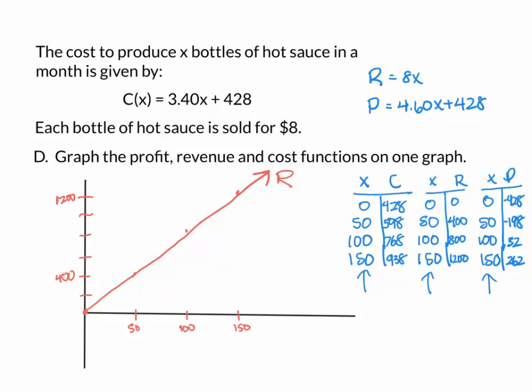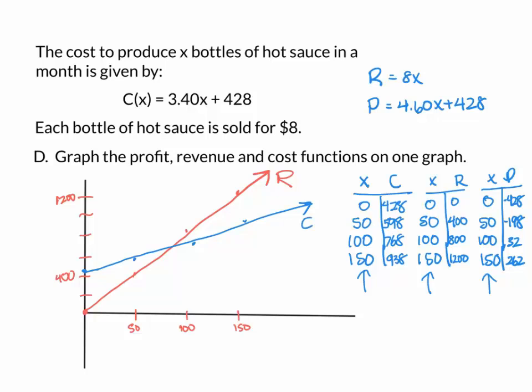I'll do my cost in blue. So my cost function starts out at 428, so it starts about here. Next one is 598, so almost at 600. At 100, we're at 768, so that looks like it's about here. And at 150, we are at 938. That looks like it's about here. So we've got a function that looks sort of like this.